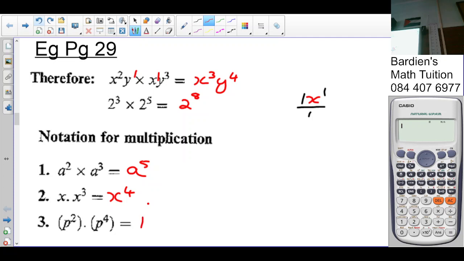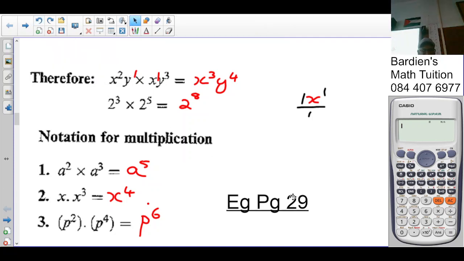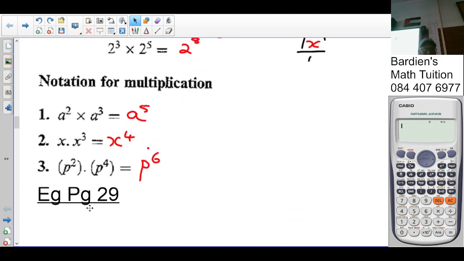So is it p to the power 6? Is it p to the power 6, people? Who got p to the power 6? You think it's p to the power 6? Yes. Otherwise, what else would it have been? Because what's the rule? When we multiply and bases are the same, we add the powers. Right, you all agree with that? Right. Do you understand now, my girl, or do you need a couple more examples of your own? Nice. I like it. See how quick you understand?